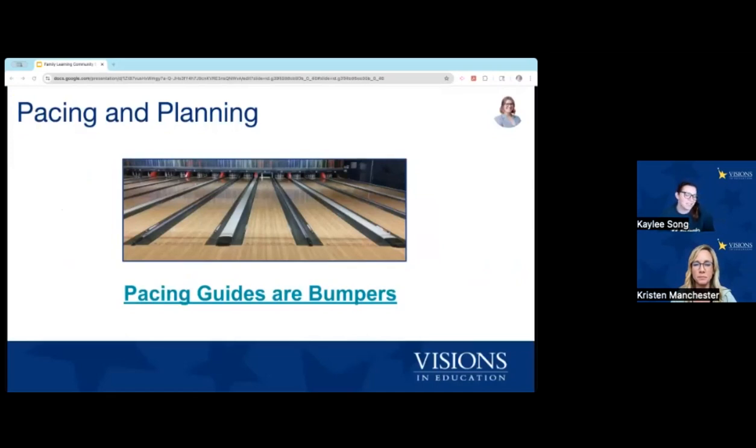One of the analogies that we shared in this session was the analogy of a bowling alley. Our pacing is like a bowling lane. We are trying to get to the pins at the end of the line, but we might have some bumpers up to help us to get to that path. It might not be a straight path, but it will get us to the bowling pins at the end.